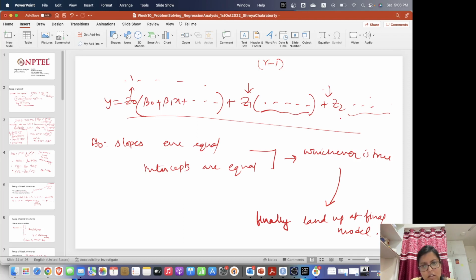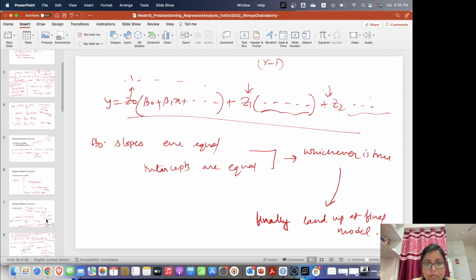Ma'am, you have just explained in the previous question where there is one dummy variable, and then we have to find whether a single model could fit. In case we are given Z1 and Z2, two dummy variables, or Z1, Z2, Z3, three dummy variables, we can do the same thing.